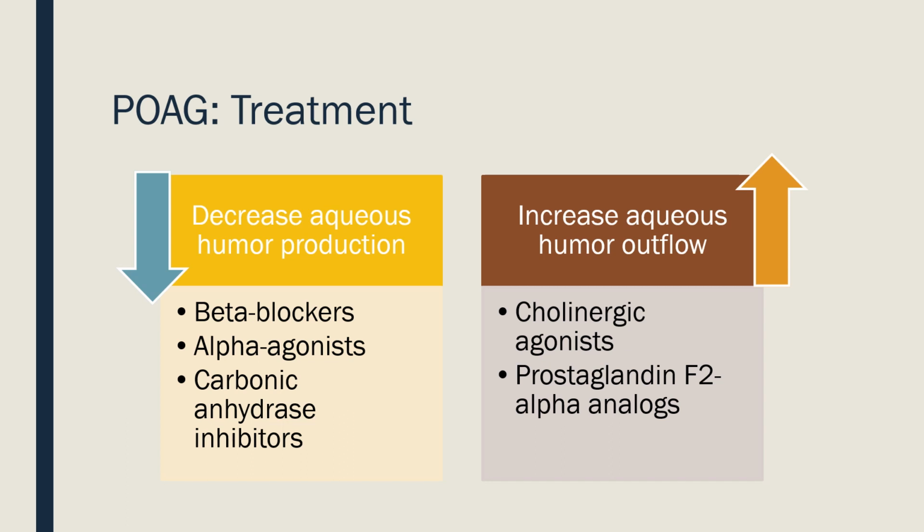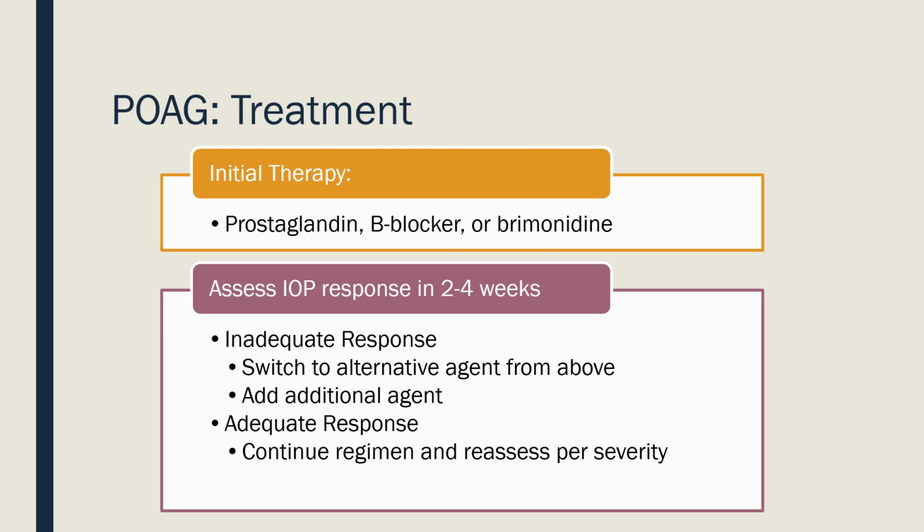The agents used in primary open-angle glaucoma treatment either decrease aqueous humor production or increase aqueous humor outflow. Prostaglandin analogs are the most frequently prescribed initial eye drops for lowering intraocular pressure in patients with glaucoma because they are the most efficacious, well-tolerated, and instilled only once daily. Therefore, they are often considered as the initial medical therapy unless otherwise contraindicated. Other agents include beta blockers, alpha-2 adrenergic agonists, parasympathomimetics, and topical carbonic anhydrase inhibitors.